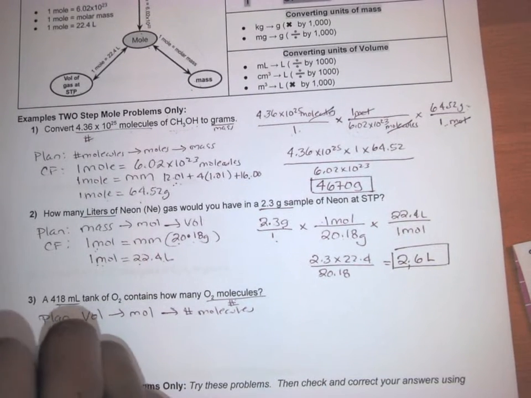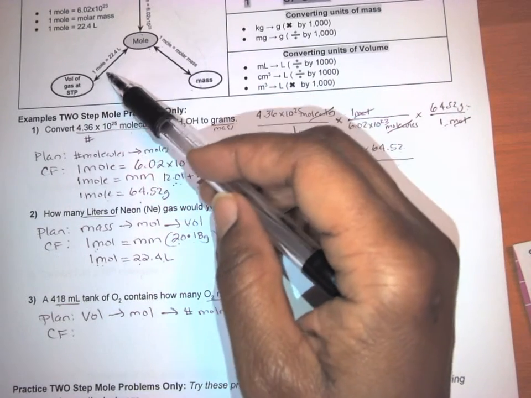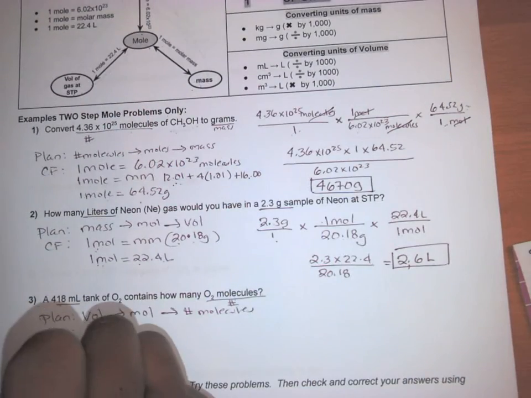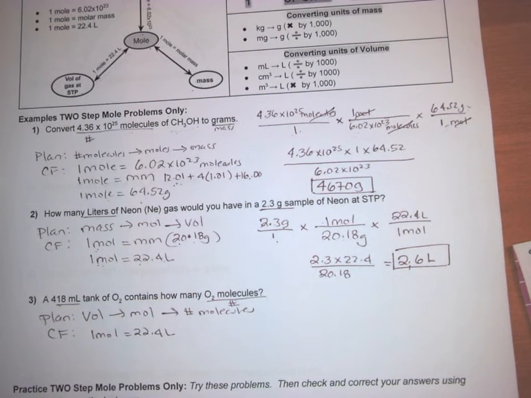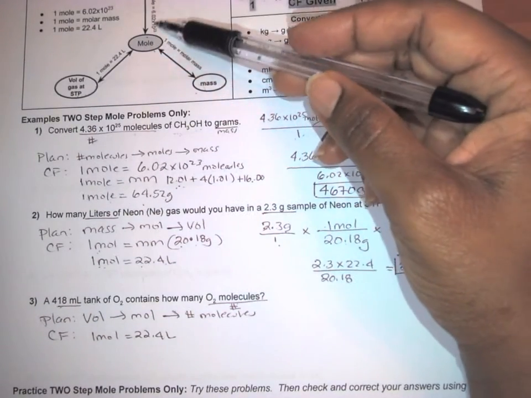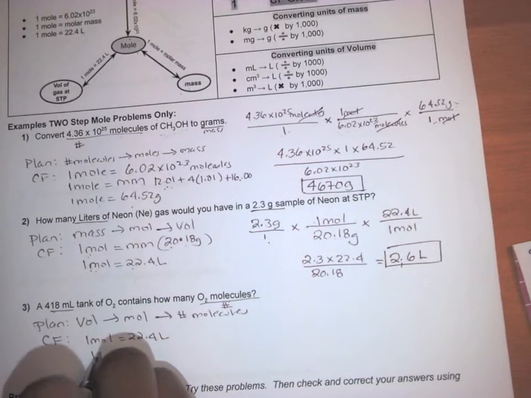Okay, now my conversion factors. To go from volume to mole, I pass through 1 mole is equal to 22.4 liters. And then to go from moles to number of particles, I pass through 1 mole is equal to Avogadro's number.